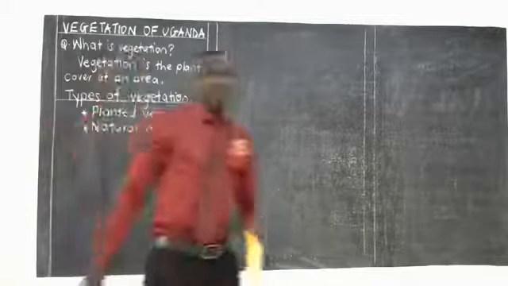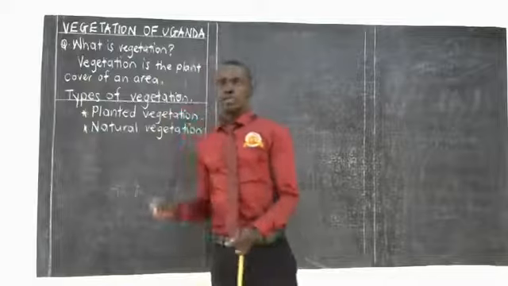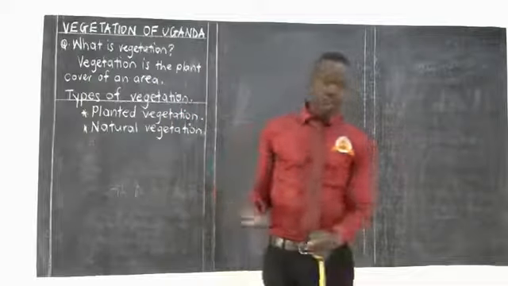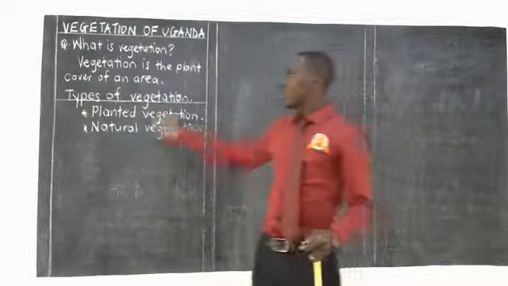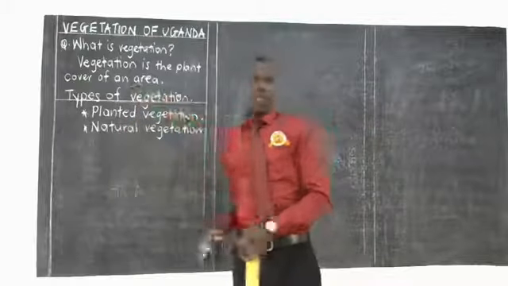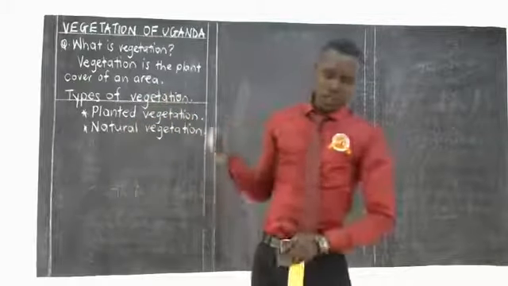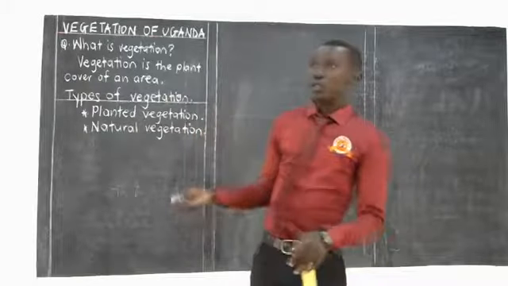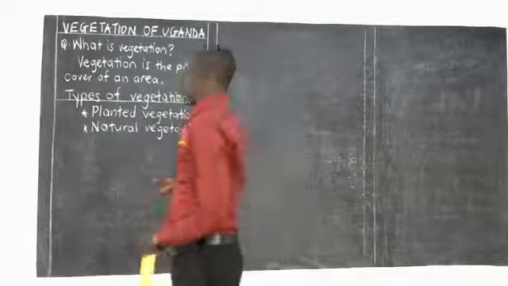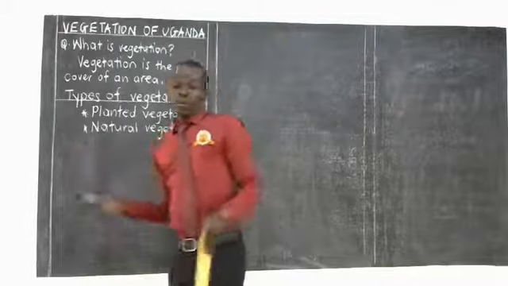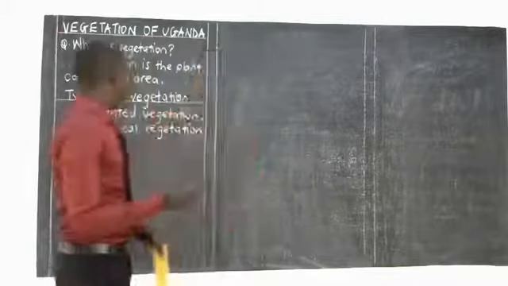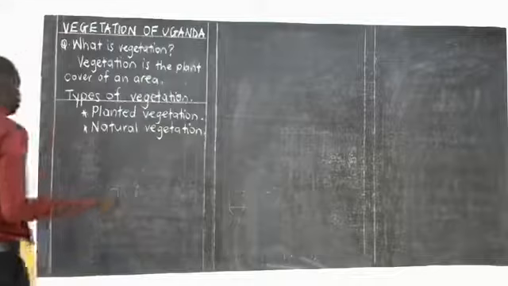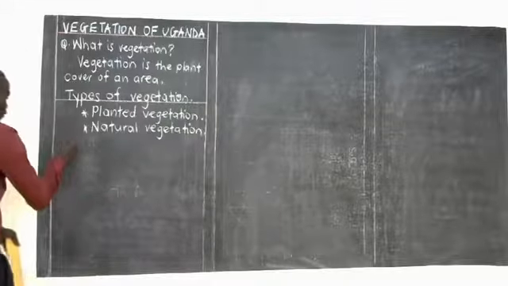Class, there is nothing like artificial vegetation. I've seen some people writing, some people say we have artificial. There is nothing like artificial, but we have planted vegetation. So don't ever again say or talk about artificial vegetation. Let's look at what planted vegetation means.